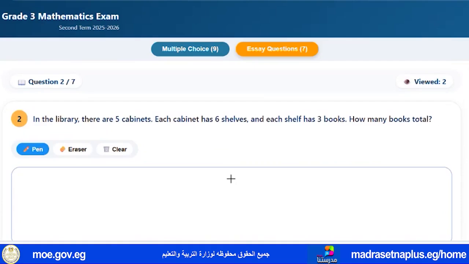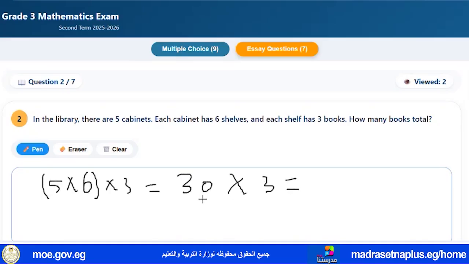We have 5 by 6 by 3. Okay, by using the distributive property, 5 times 6 times 3. The easiest one, use the distributive property with 5 and 6 to get 30 times 3. By using the magic zero strategy, copy the 0. 3 times 3 will be 9.